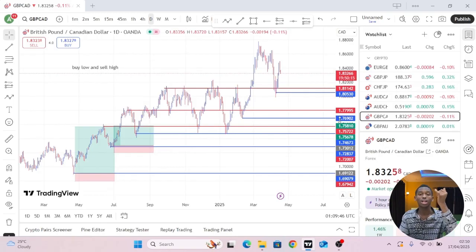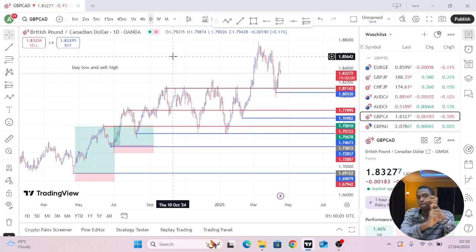Very good. So now we've understood the market structure. That's one. We've understood buy low and sell high. That's one. And then two, we've understood the overall direction of the market in which it is bullish. Okay, it is going to the upside. So the daily is bullish.